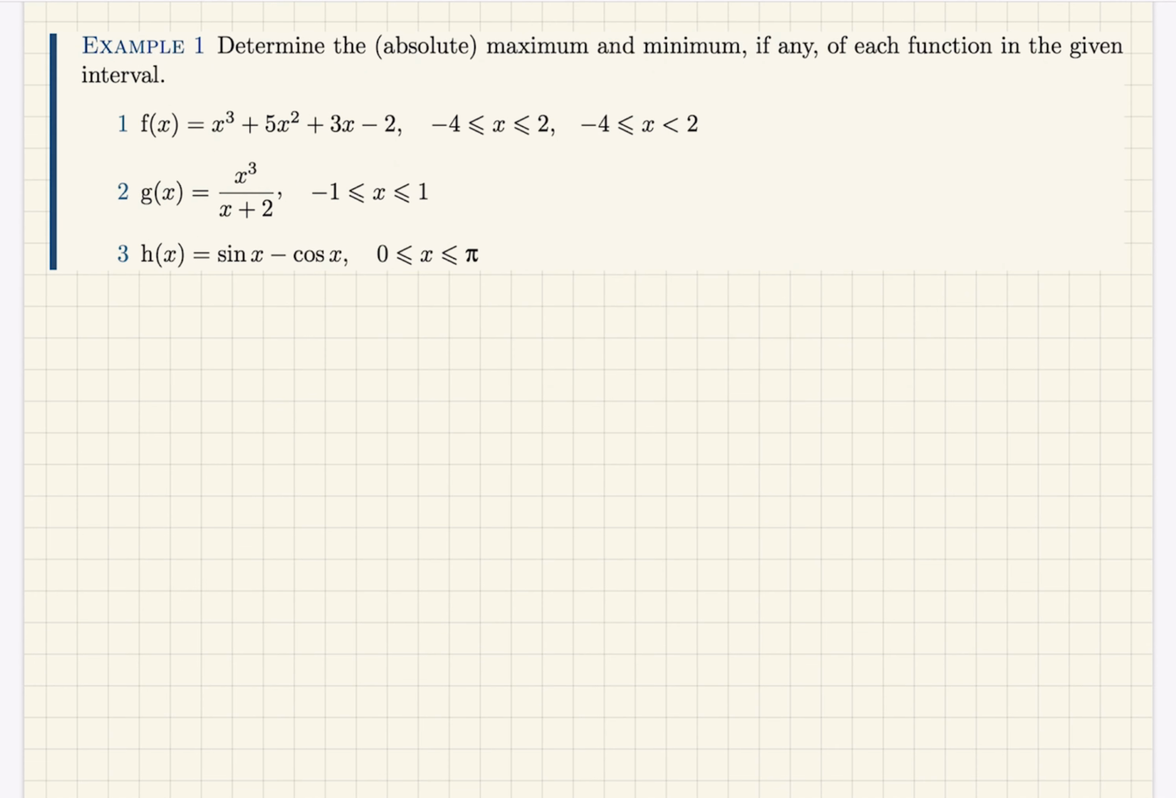Number 1, the first step that I have to do is to differentiate my function. So f prime of x. It's very simple. I take the derivative, it becomes 3x squared plus 10x plus 3, yes? And what I do, I put it equal to 0. Then what happens? This means that 3x squared plus 10x plus 3 is equal to 0.